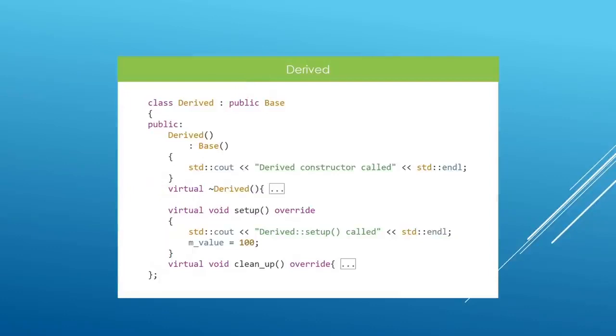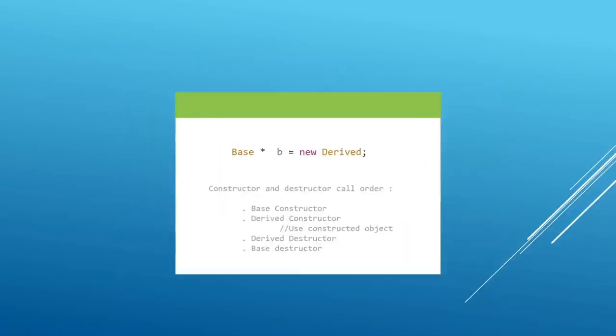Once you have your inheritance hierarchy set up, you're going to do something like this. Because you want polymorphic behavior, you're going to set up a base pointer, and you're going to use that to manage a derived object. Now, considering this statement here, I want you to think about the order in which constructors and destructors are going to be called. We have touched on this subject before, and we are going to revisit this because it is really important in terms of calling virtual functions in constructors and destructors.